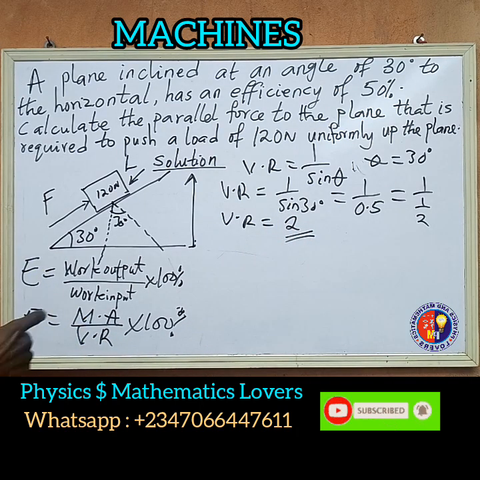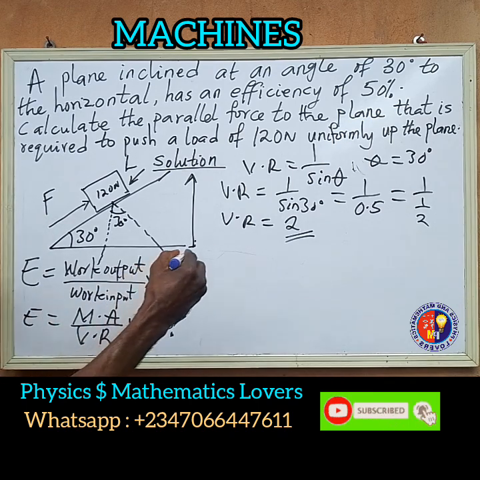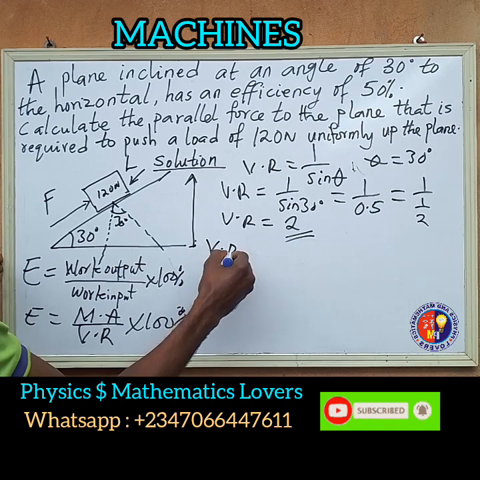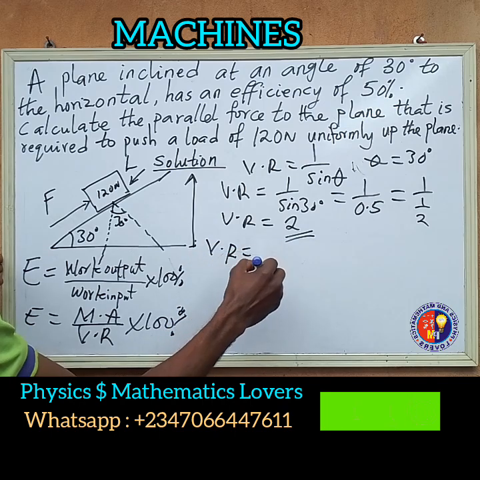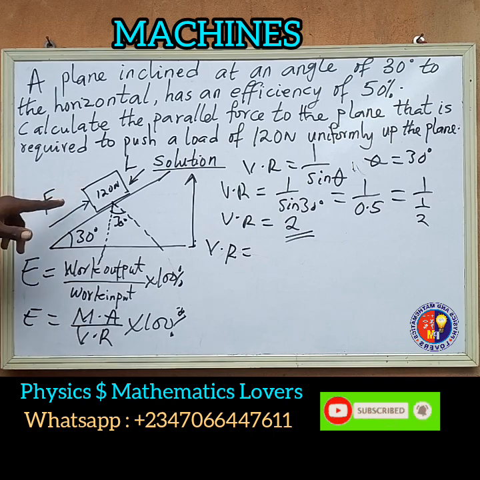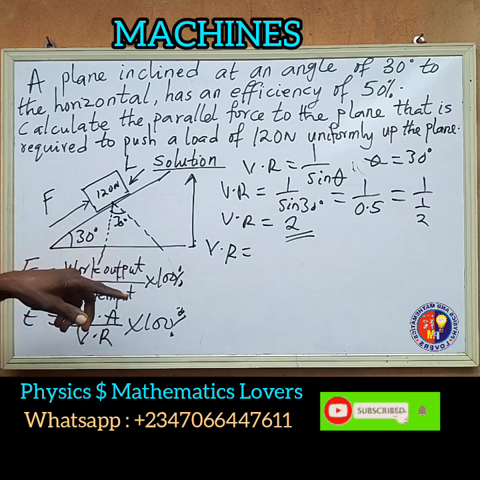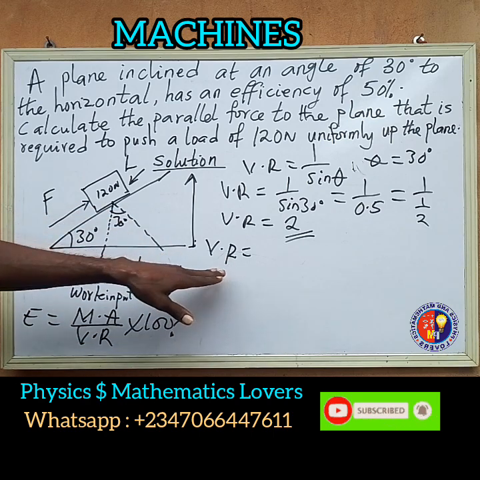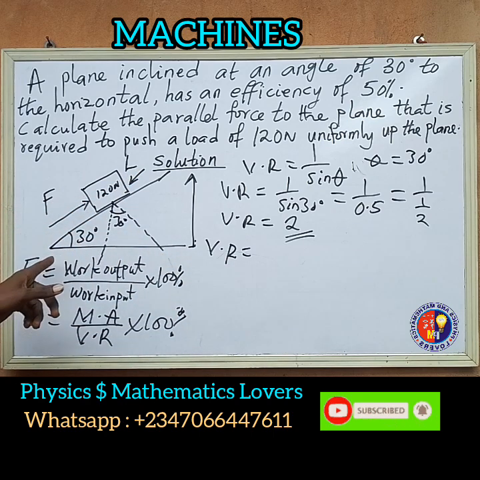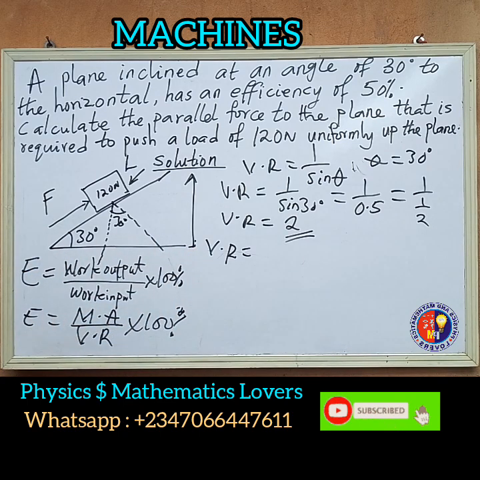So having gotten the velocity ratio, remember we are working towards getting our what? Effort. I would say that our velocity ratio for a general machine is equal to what? It's equal to distance moved by the effort times the effort itself all over the distance moved by load times the load. We are not going to use that now to get the effort because there is no distance given here. What we just need now is to get the mechanical advantage.